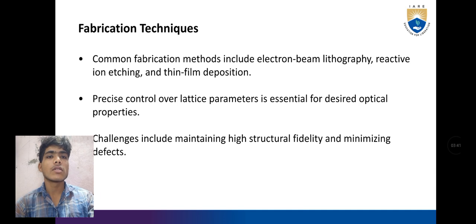Fabrication techniques. Common fabrication methods include electron beam lithography, reactive ion etching, and thin film deposition. Precise control over lattice parameters is essential for desired optical properties. Challenges include maintaining high structural fidelity and minimizing defects.